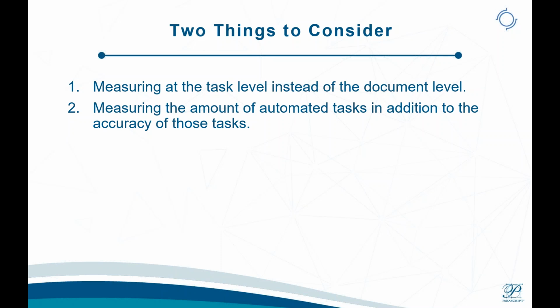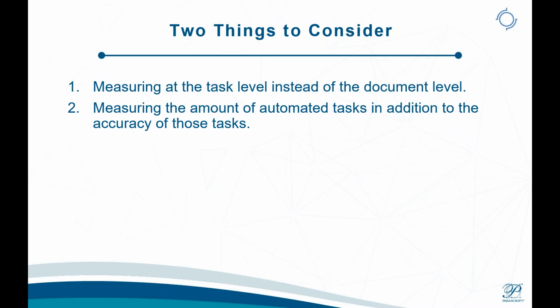So it's really important when you're looking at automating tasks and identifying the efficiencies of the system to understand how many of those tasks can be automated. That's the thing you want to do. The second piece of it is the accuracy of that task automation.